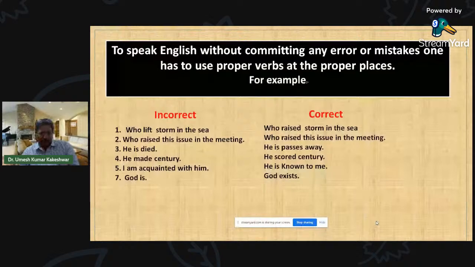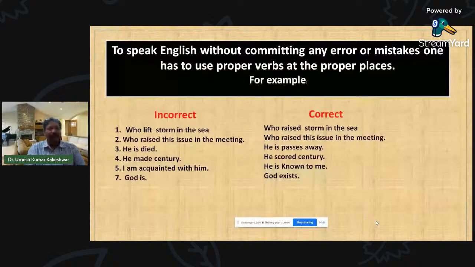In the second sentence, who raised this issue in the meeting. Here is somewhat of a mistake. Actually, who lift this issue in the meeting? Most of the new learners use this word lift, but the correct sentence is who raised this issue in the meeting. For example, in our parliamentary assembly, while any assembly member raises a question, they do not lift any question. Lift means to uplift some weighty things.